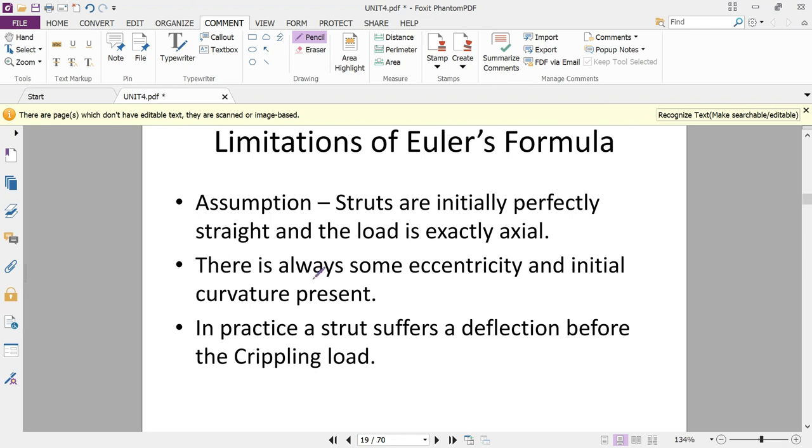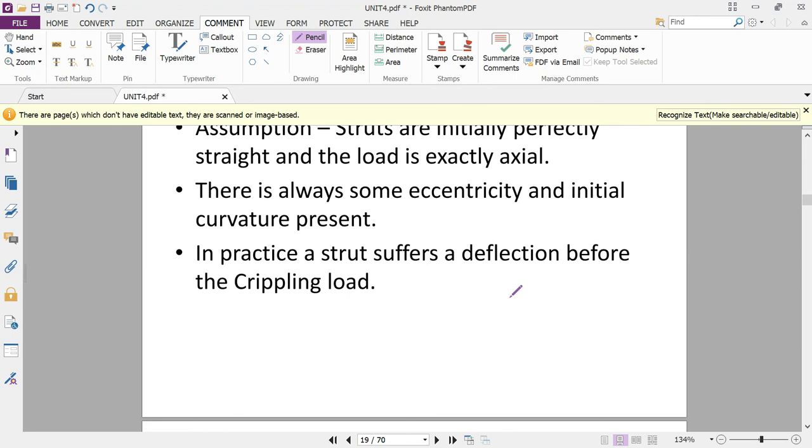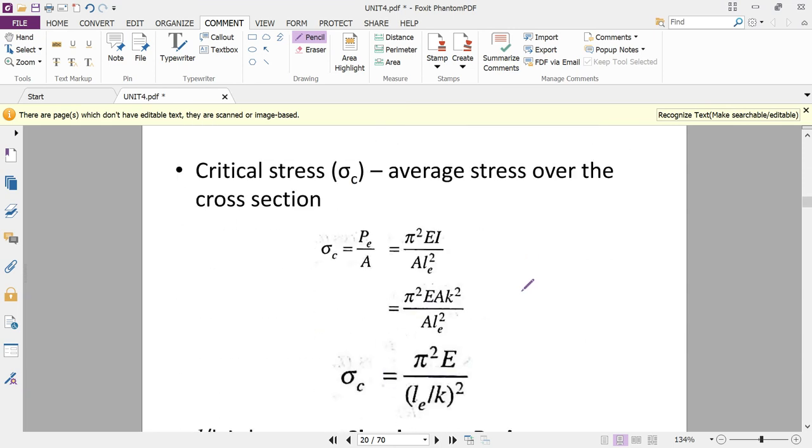Second, there is always some eccentricity and initial curvature present. Then in practice the struts suffer a deflection before the crippling load. So this is also a very important defect of the particular case. Okay, now let us see.